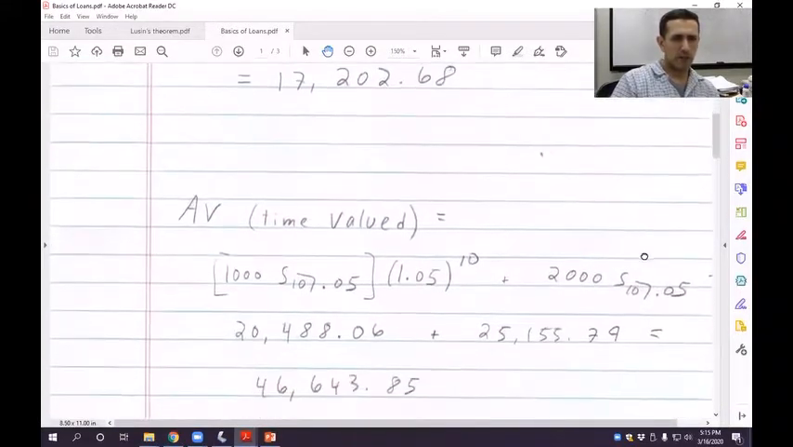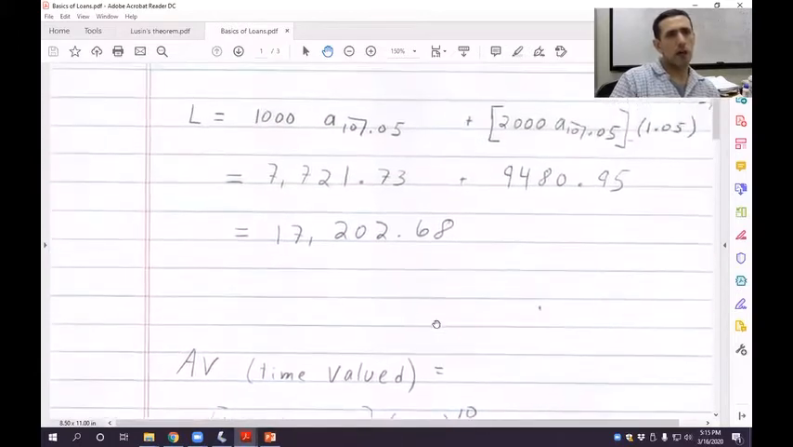And that's going to be 46,643.85. You could have also just simply taken this number here, and this accrues 20 years of interest at 5%, and check that that is true.